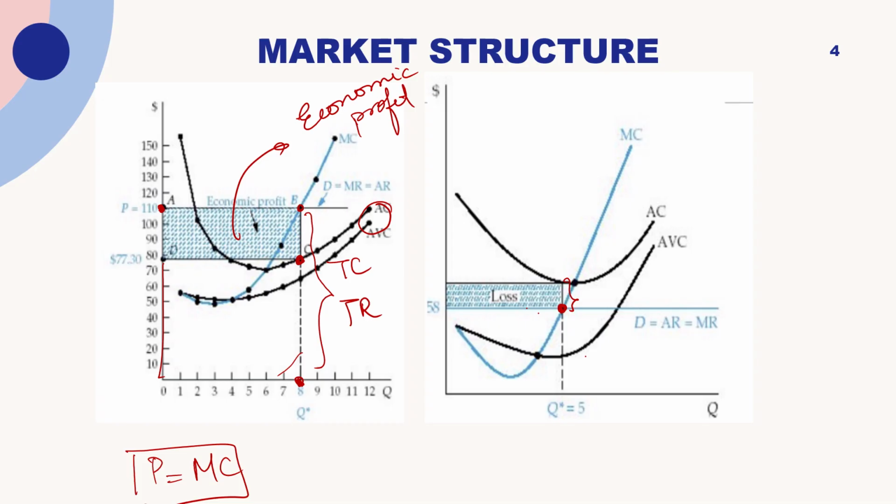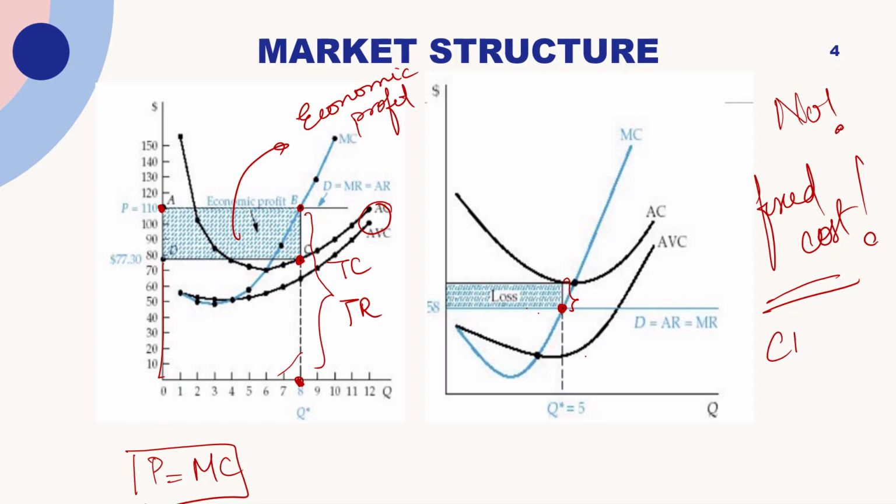Now, there is one question. If we have a loss, does that mean that we should shut down the business or the industry? The answer is no. Why? Because here the role of contribution margin is there. By contribution margin, I mean the fixed cost. The contribution by the fixed cost will always be there. So this is the basic reason, due to fixed cost, that is contribution margin.